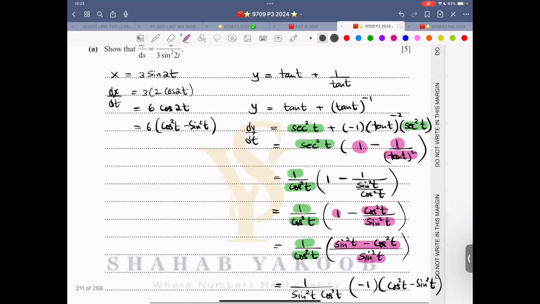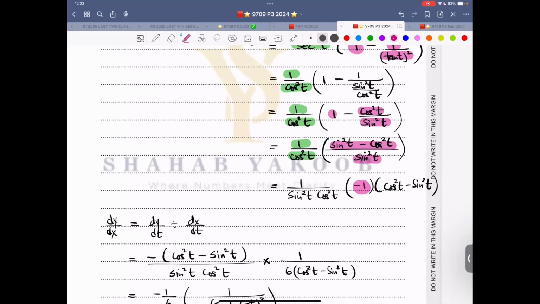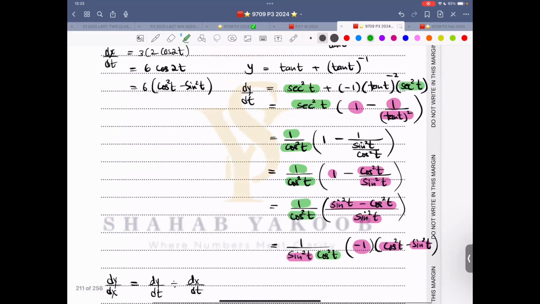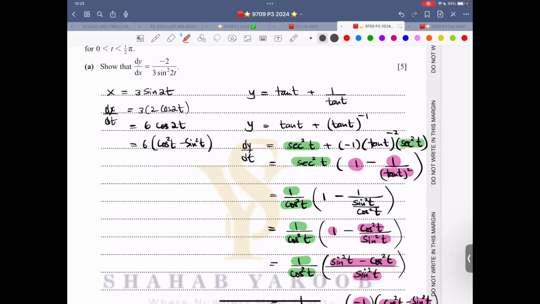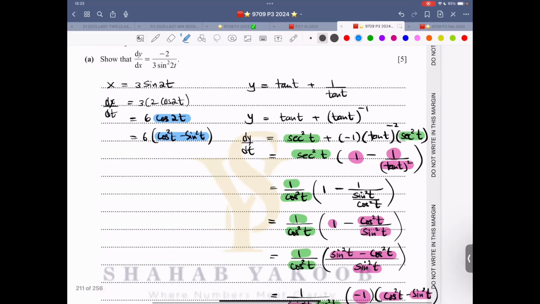And then I suddenly realize double angle formula. So if I take -1 common out, that is cos square minus sine square over this thing, which is sine square, and this thing, which is cos square. Keep that in mind. Similarly, over here, what I can do is that cos 2t can be written as cos square t minus sine square t. And then I realize something needs to be cancelled out.